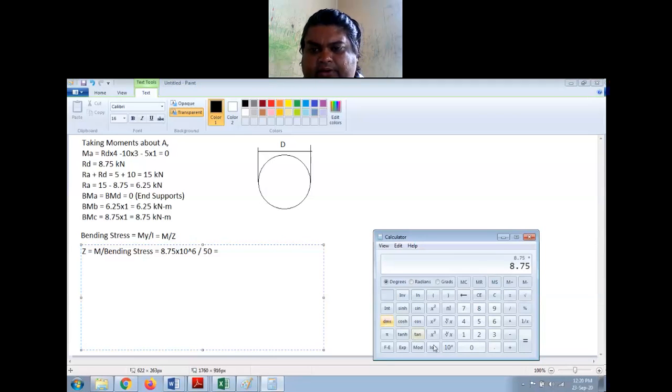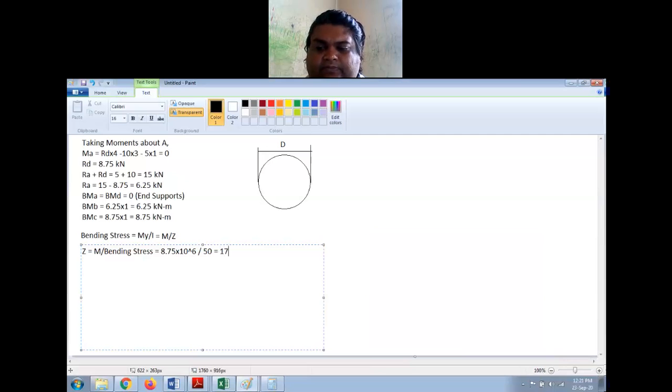8.75 into 10 raised to 6, divided by 50, which gives 175,000. That is the section modulus. The unit will be mm raised to 3, right? This is not volume, but this is section modulus, moment of inertia divided by the distance of the farthest fiber.